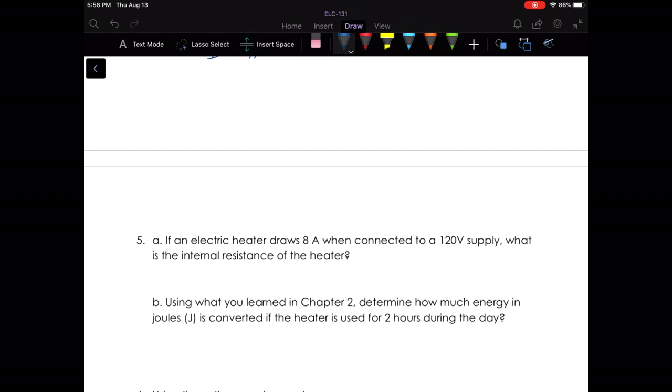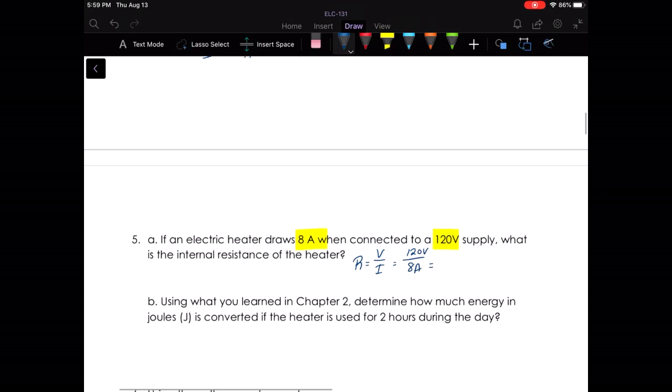Let's work on this problem. We have an electric heater that draws 8 amps when connected to a 120 volt supply. What is the internal resistance of the heater? Well, R is equal to V over I. So if we have a 120 volt supply over 8 amperes, that means that we've got 15 ohms.